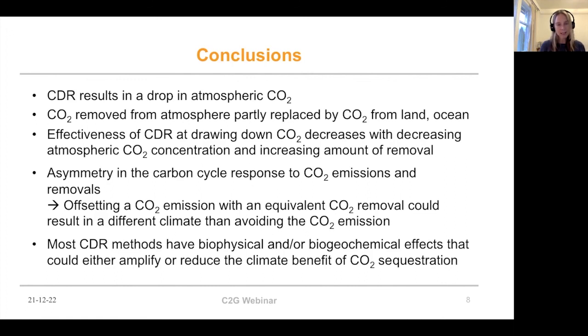The asymmetry in the carbon cycle response to CO2 emissions and removals implies that offsetting a CO2 emission with an equivalent CO2 removal could result in a different climate than avoiding the CO2 emission in the first place. And finally, most CDR methods have effects on climate and biogeochemical cycles that could either amplify or reduce the climate benefit of CO2 sequestration by CDR methods.